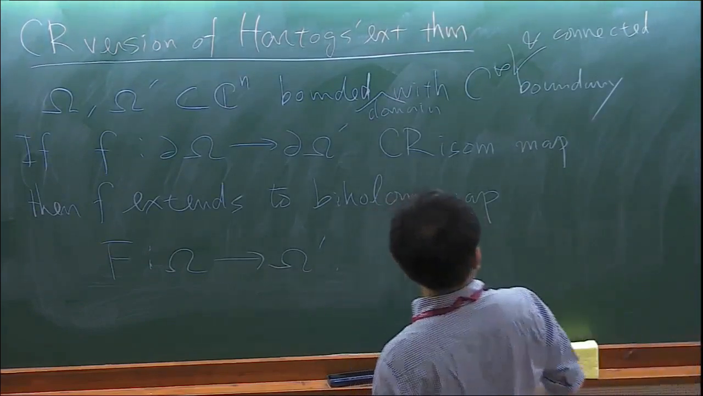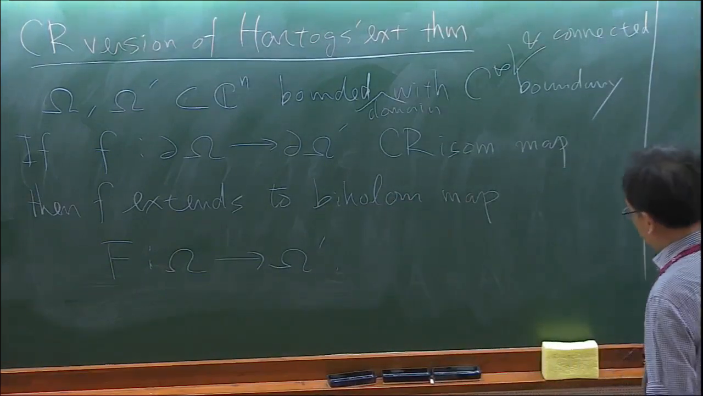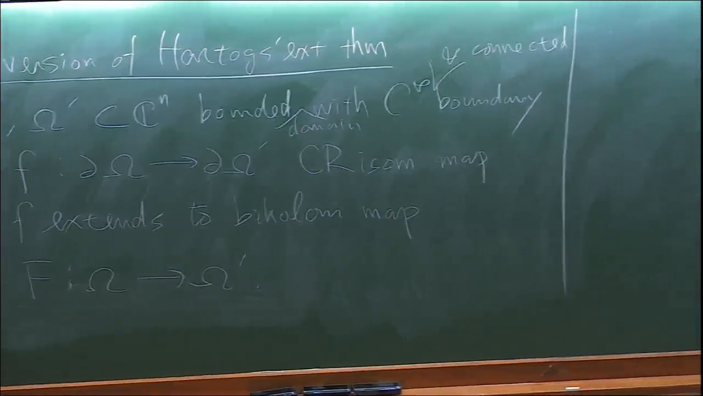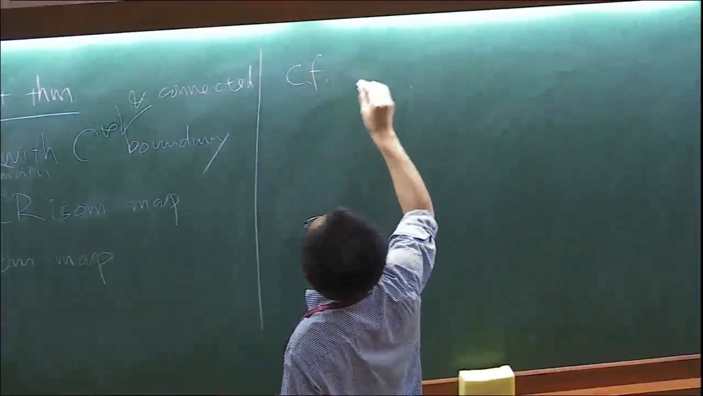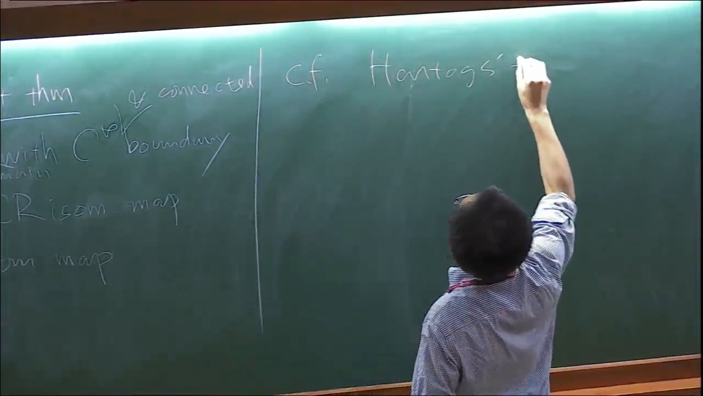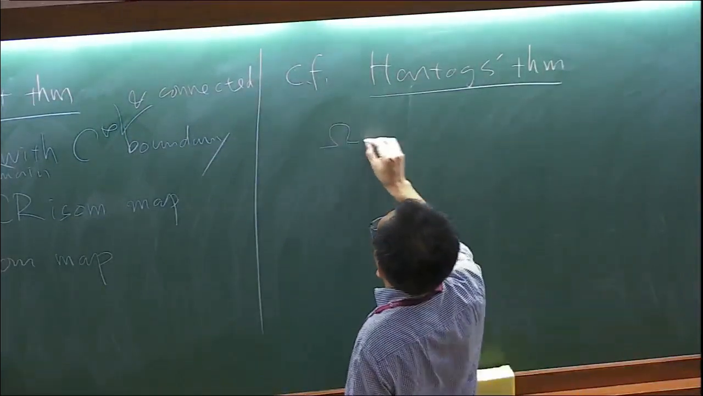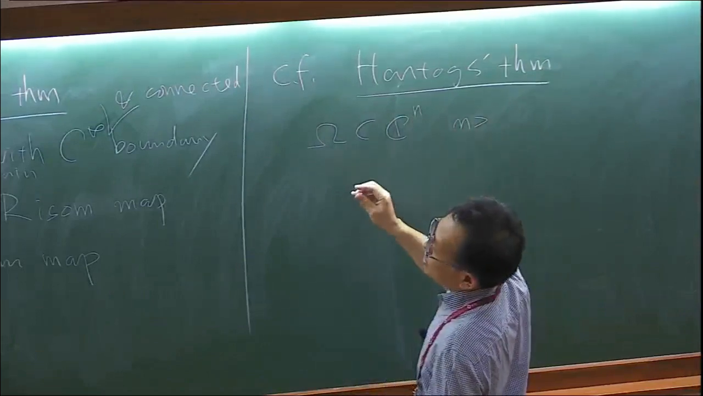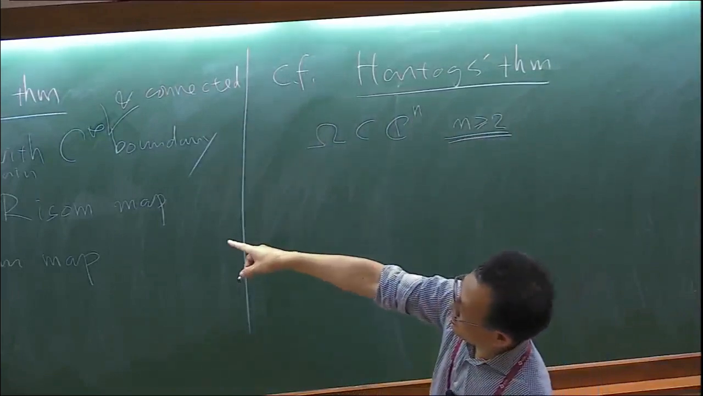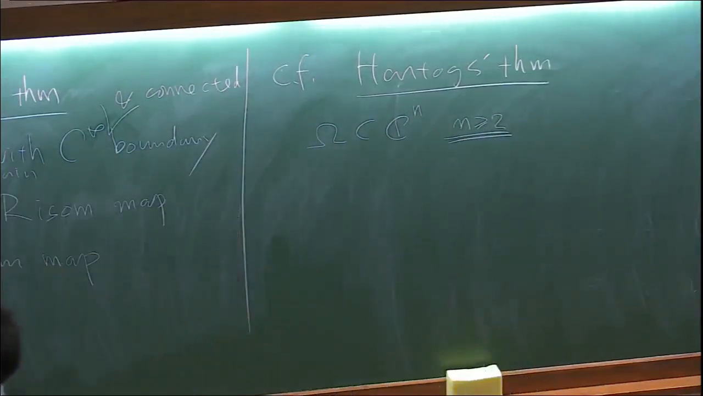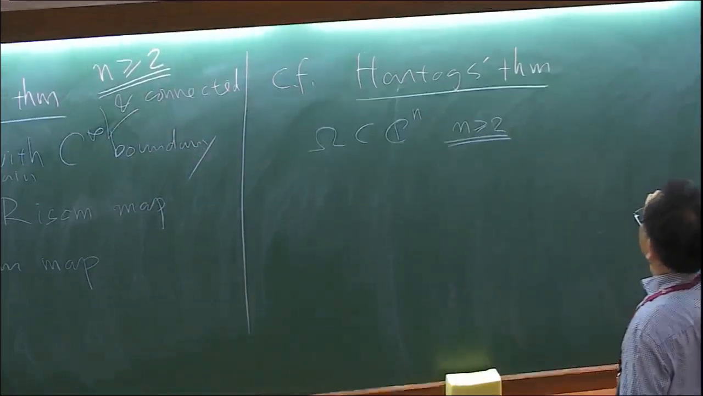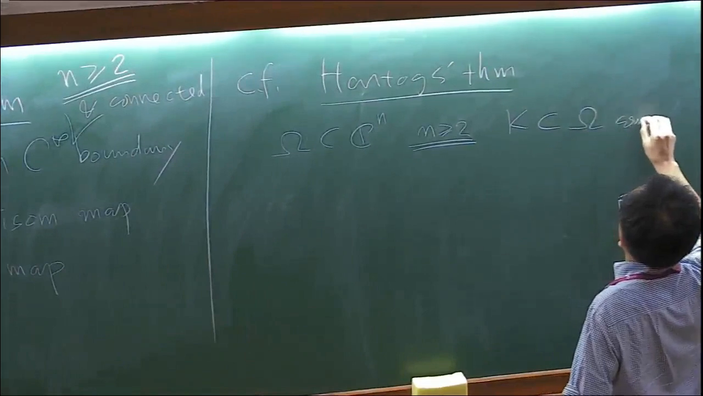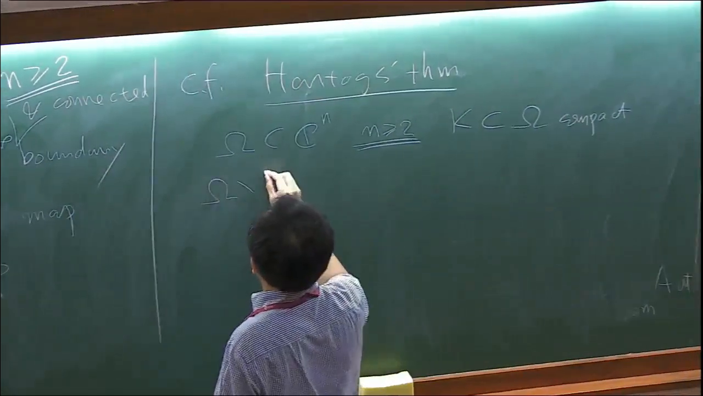So the original Hartogs' theorem says... Why is this Hartogs' theorem? It doesn't look like Hartogs' theorem. So I don't need this, but the usual Hartogs' theorem says, if omega in Cn, so n is always... here, if n equals 1, there's no CR structure. The CR structure is just 0, so this is trivial, so always assume this. Then K in omega compact and omega minus K connected.